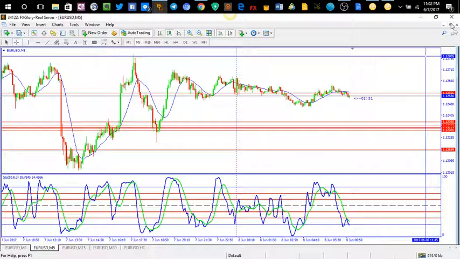Now I really want to watch this 1 minute and this 5 minute chart, because the 15 is saying sell, the 30 is saying sell, especially if we see it cross through. The 1 hour is saying sell. Let me check the 4 hour. It's pulling back, and the daily is giving it permission.